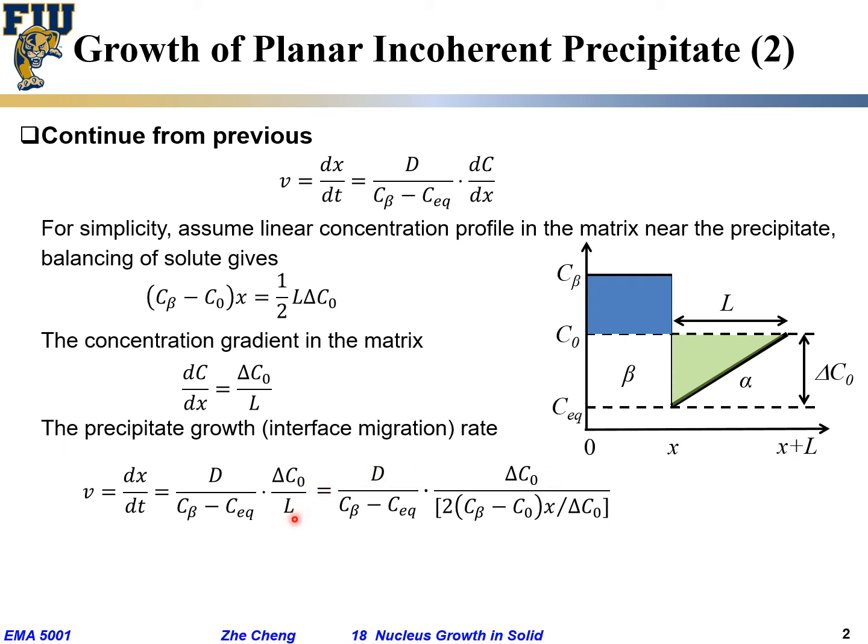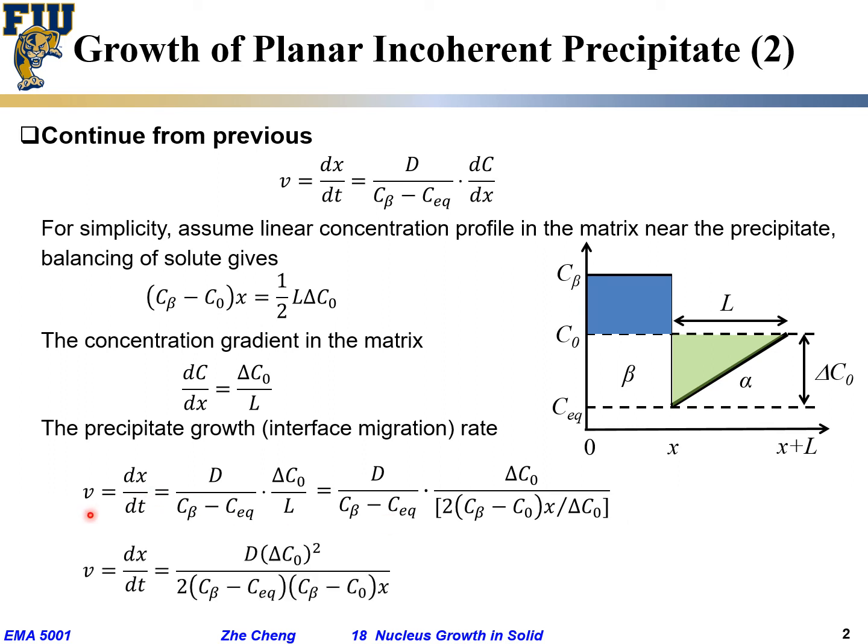But then this length L, from the second equation from the top, would be 2 times the left side divided by delta C0. So we replace L, the thickness for the diffusion, as 2 times the difference C beta minus C0 times X divided by delta C0. This simplifies the relationship and gives us the velocity.